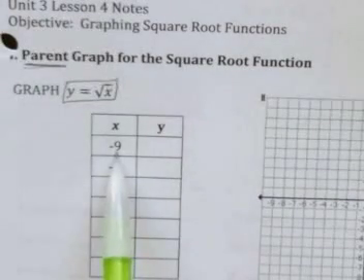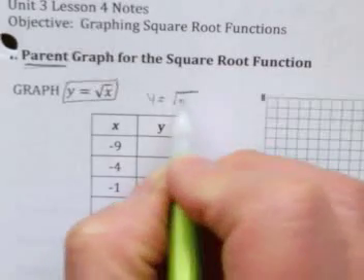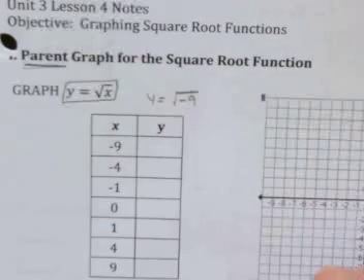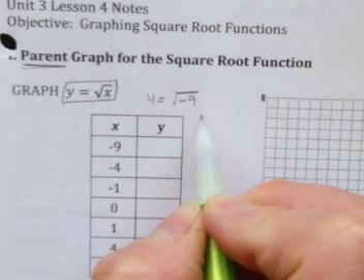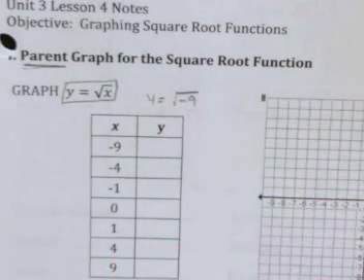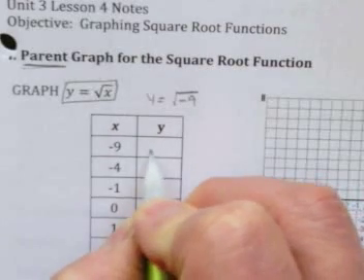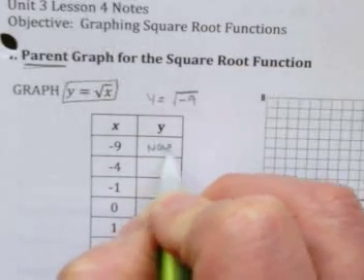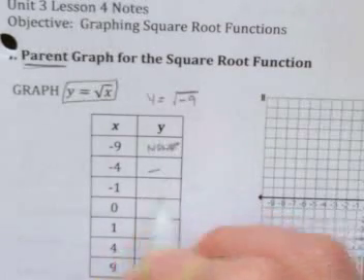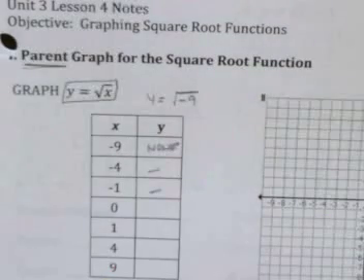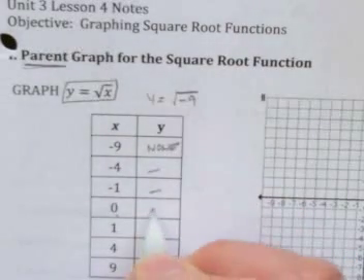So if I replace x with -9, I get y is equal to the square root of -9. And one of the things I notice is that the square root of -9 is undefined in real number terms. So we don't have a y value here. And in fact, we're not going to have a y value here or here. But when we get to 0, I notice that we can take the square root of 0.